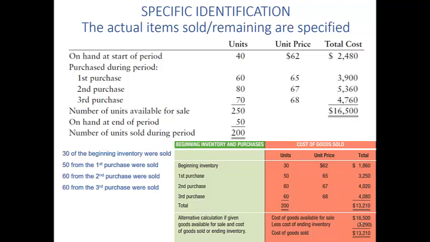If we have sold 13,210, that means that our ending inventory cost $3,290. And notice that the ending inventory plus the cost of goods sold should always add back to the goods available for sale.